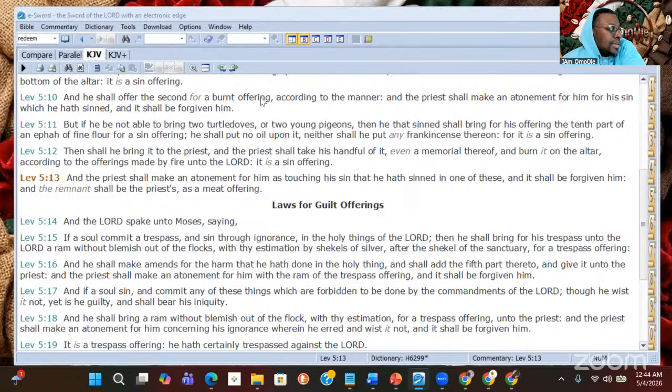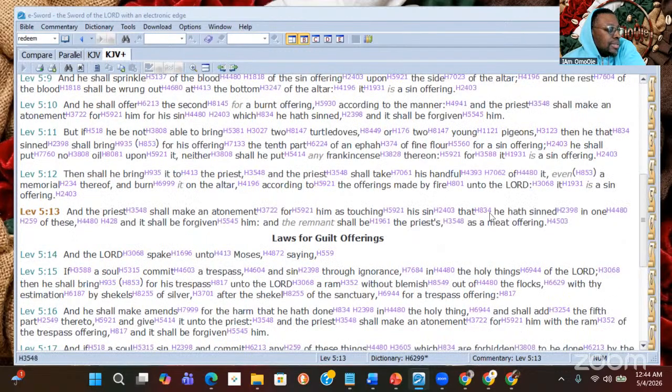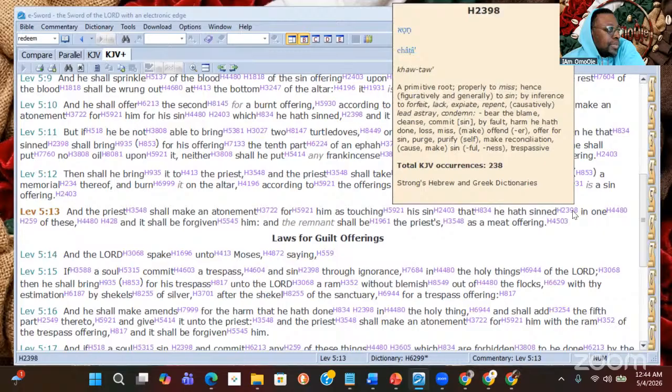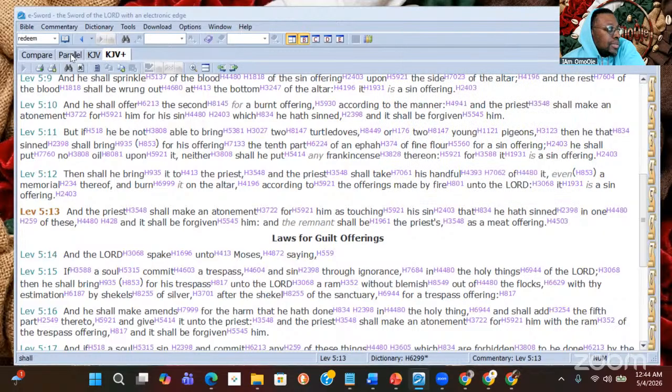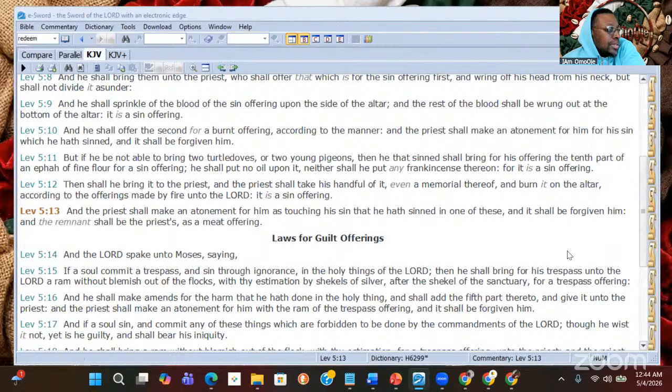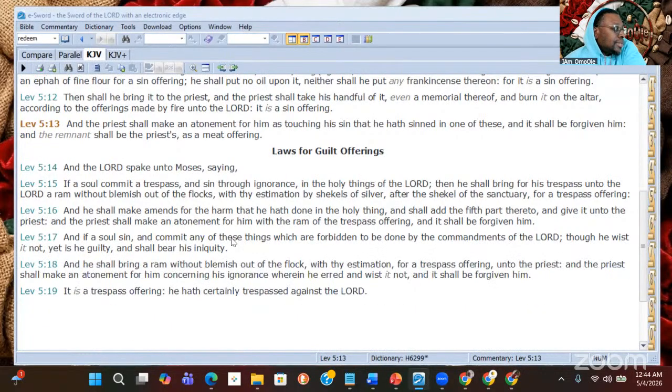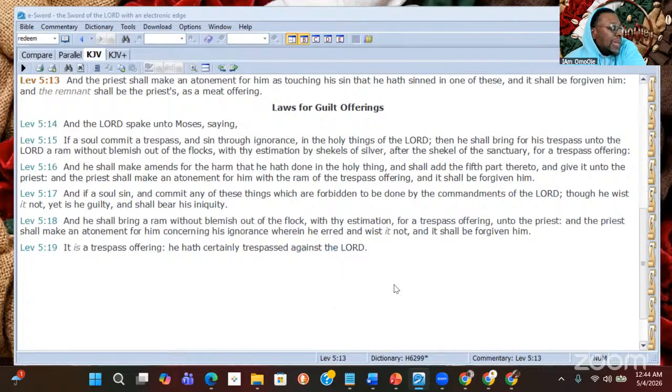What was sinned? In this sense, kota. Okay, so that's kota. Kata'a is sin, individual, and kata is sin, past tense. From touching the sin that he has sinned in one of these, and it shall be forgiven him, and the remnant shall be the priest's as a meat offering.